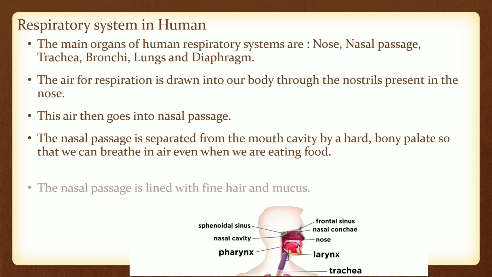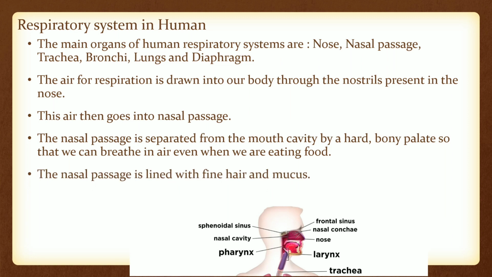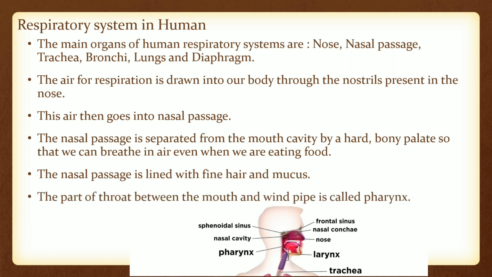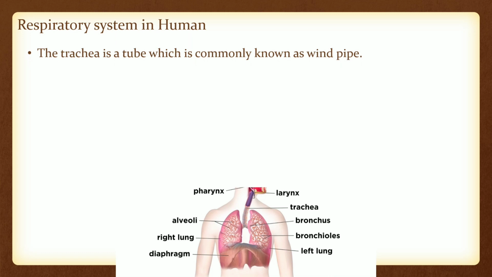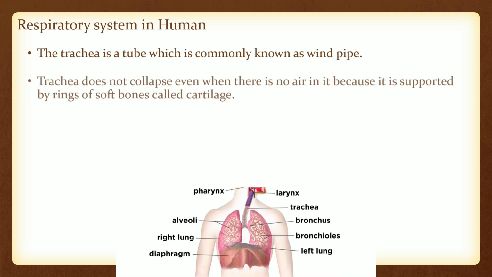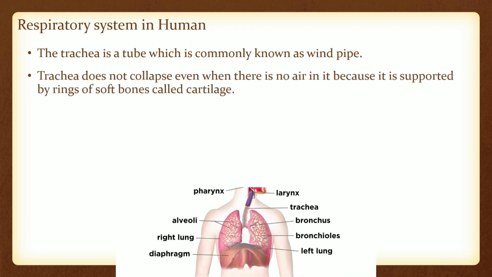The nasal passage is lined with fine hair and mucus. The part of throat between the mouth and windpipe is called pharynx. The trachea is a tube which is commonly known as windpipe. Trachea does not collapse even when there is no air in it because it is supported by rings of soft bones called cartilage. The upper end of trachea has a voice box called larynx.